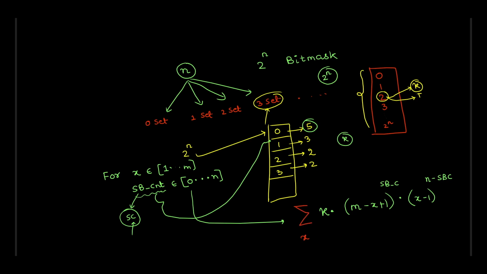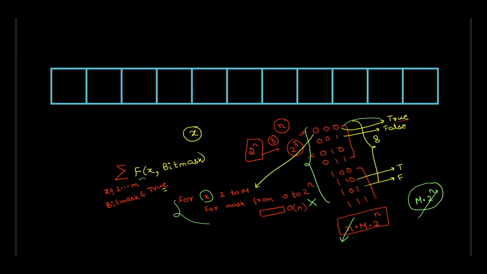over all x, where this k_i represents the number of bit masks with set bit count as SBC. So you can see now that the time complexity is simply O of m for x, and O of n for the set bit count. So the overall time complexity would become O of m into n. So now we are able to reduce the time complexity from n into m into 2 to the power m to simply n into m.